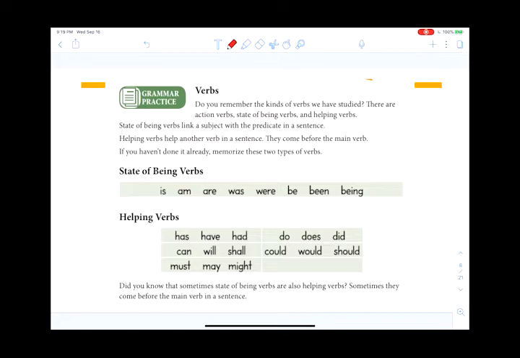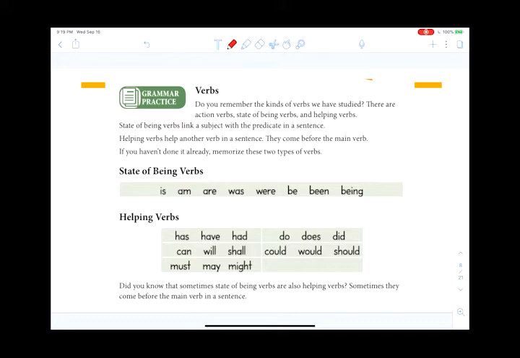The state of being verbs are is, am, are, was, were, be, been, and being. Helping verbs are has, have, had, do, does, did, can, will, shall, could, would, should, must, may, and might.